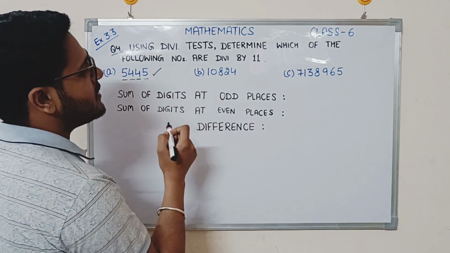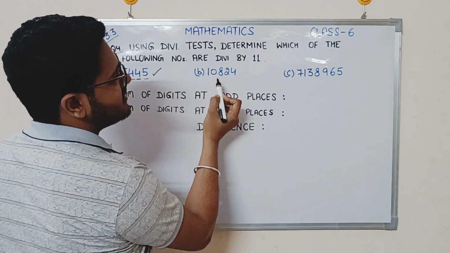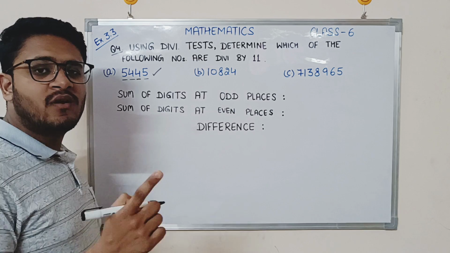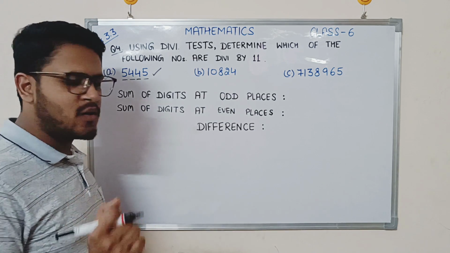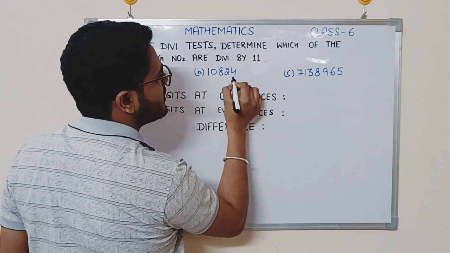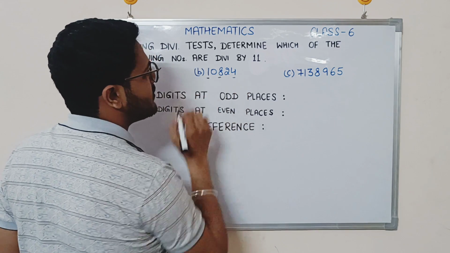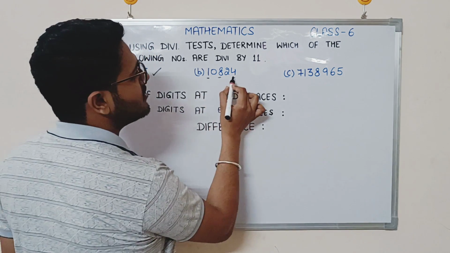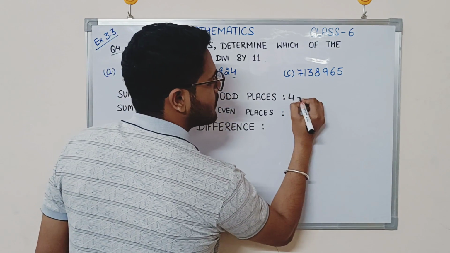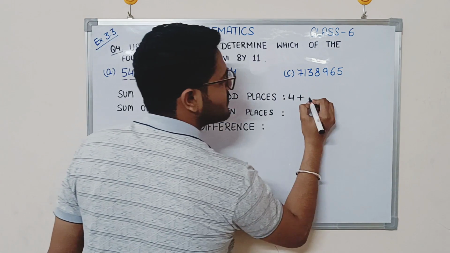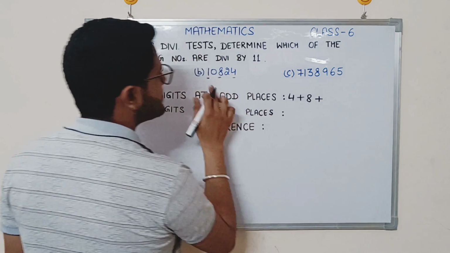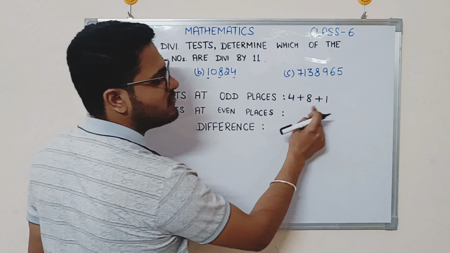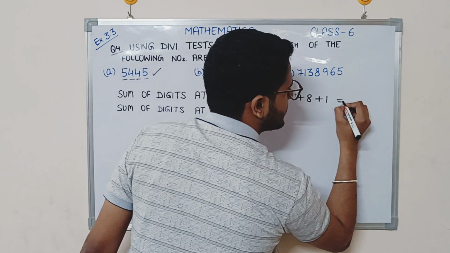Now the second part, the B part, which is 10,824. Again, step 1, we will do the sum of all the digits at odd places. Here the odd places will be first, third and fifth. So the sum of digits at odd places will be 4 plus 8 plus 1. 4 plus 8 is 12, 12 plus 1 is 13.